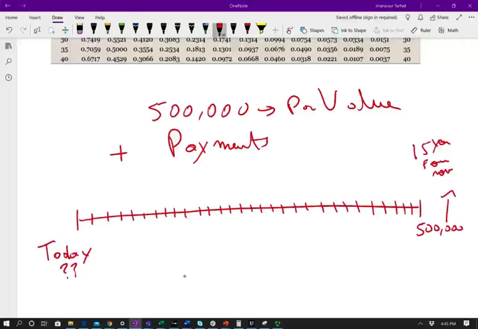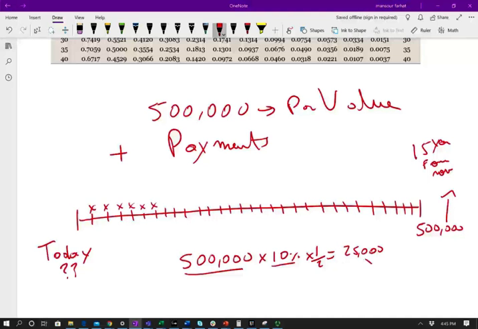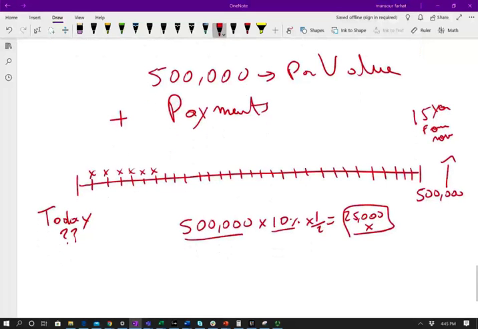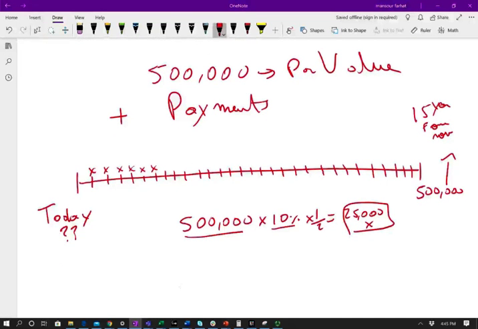Now, what is the payment? Well, the bond has a par value of $500,000. You multiply the par value by 10% times 1/2. Why 1/2? Because the bond pays interest semi-annually. So $500,000 times 10% is $50,000, times 1/2 is $25,000. So each of these 30 payments is equal to $25,000. So when you pay for this bond, you're gonna pay for the $500,000 and for the 30 payments of $25,000.